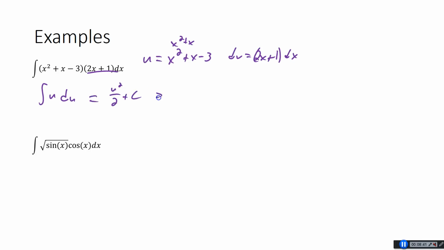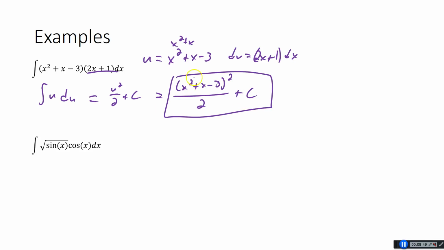And now we substitute back in. So it's going to be (x squared plus x minus 3) squared over 2 plus c. Always a good idea to check your answer. When you take the derivative of this, you take care of the outside function first. The 2 would come to the front and cancel, reducing down to 1. Then you'd multiply by the derivative of the inside function, which is 2x plus 1. That's all there is to it.